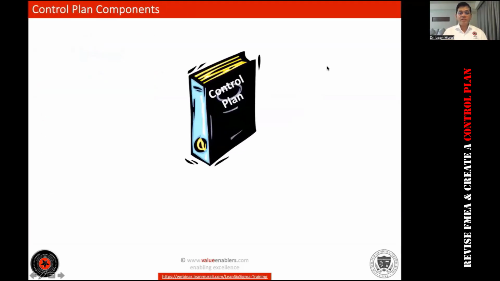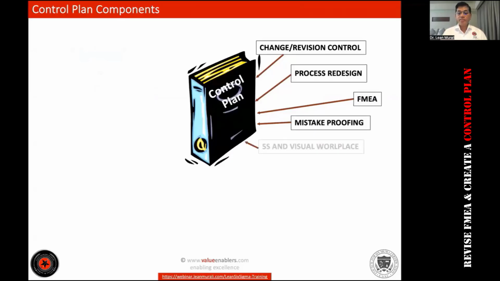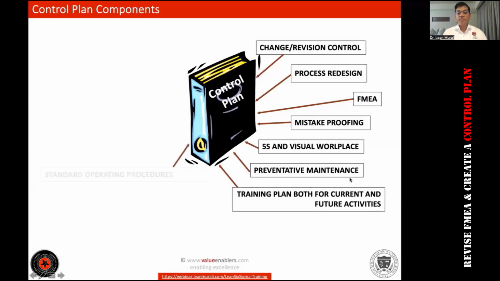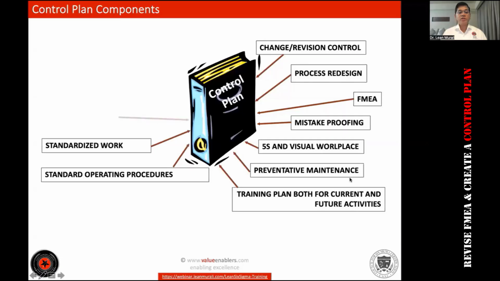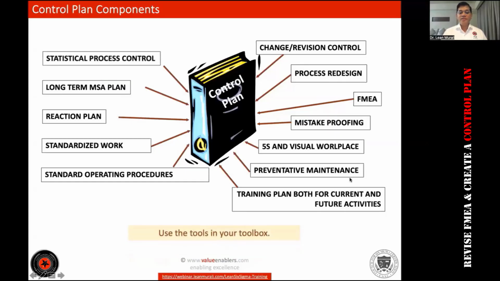Now, the components of a control plan. This is going to be very interesting. You can control the process by various tools. Some of them I'll give here. There is something called a change or revision control procedure that you can write. You can redesign the process. You can update the FMEA. You can do mistake proofing. You can use the 5S methodology, which I explained in the earlier video, and visual workplace. We are going to go into the detail of the visual workplace. Preventive maintenance, training plan for both current and future activities, standard operating procedures, standardized work, reaction plans, long-term MSA plan, statistical process control. And you can use many of these tools from the toolbox.